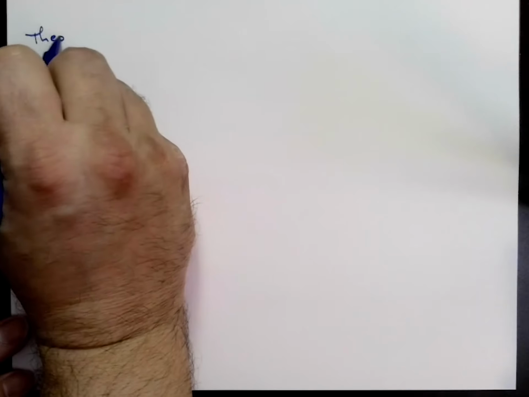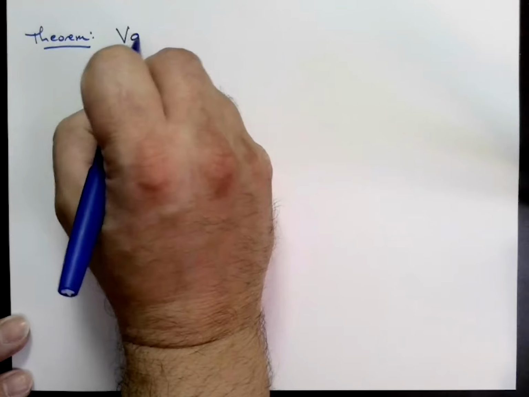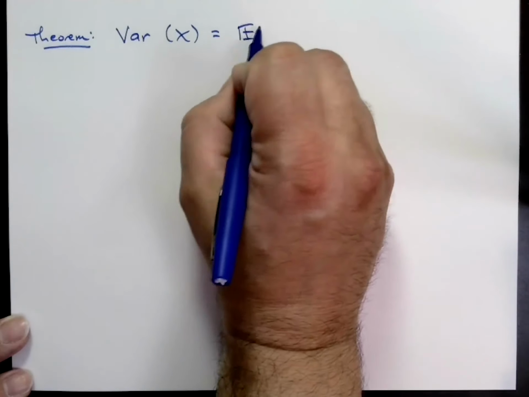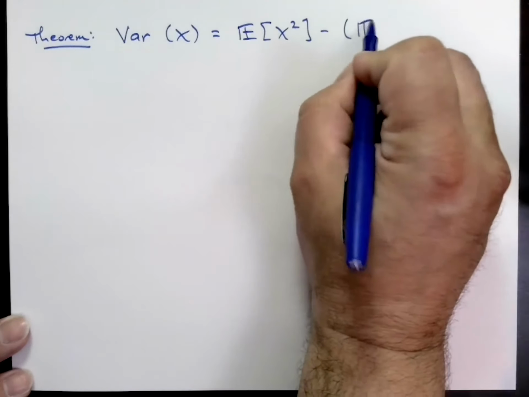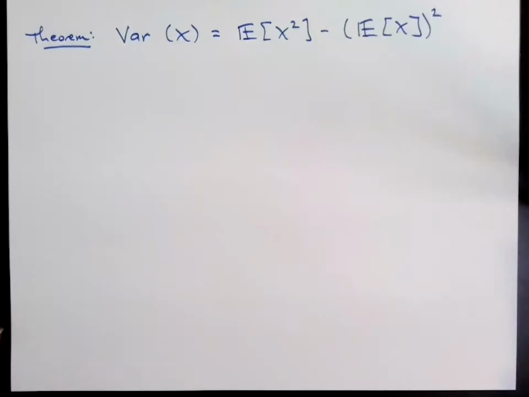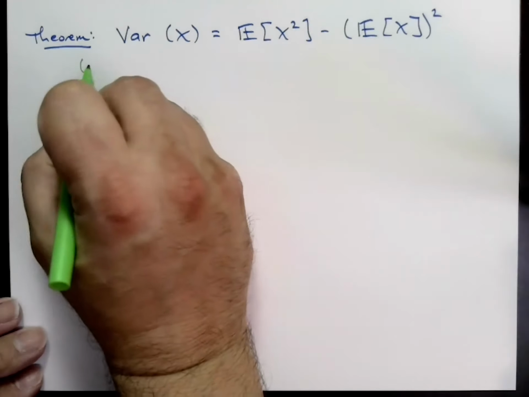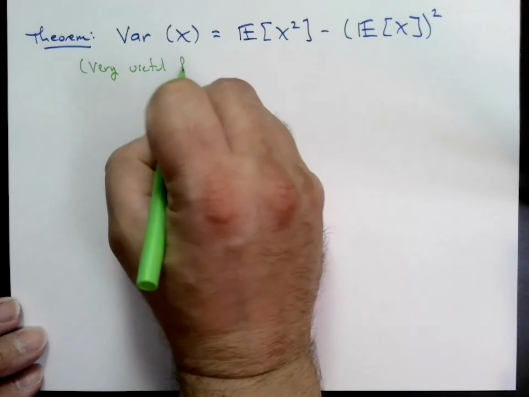Here's a very useful formula for computing the variance. As we'll show, the variance of a random variable x is equal to the expectation of x squared minus the expectation of x itself squared.